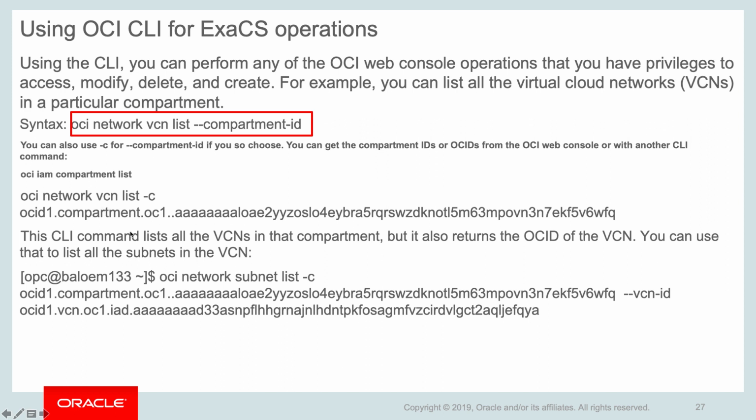So it will list all the VCNs within this compartment. These are a few examples of how you are going to use that. You would be able to list the subnets like OCI network subnet list -c. It will list within the compartment ID you are providing here. You have specified the VCN ID, and it will list all the subnets within that.